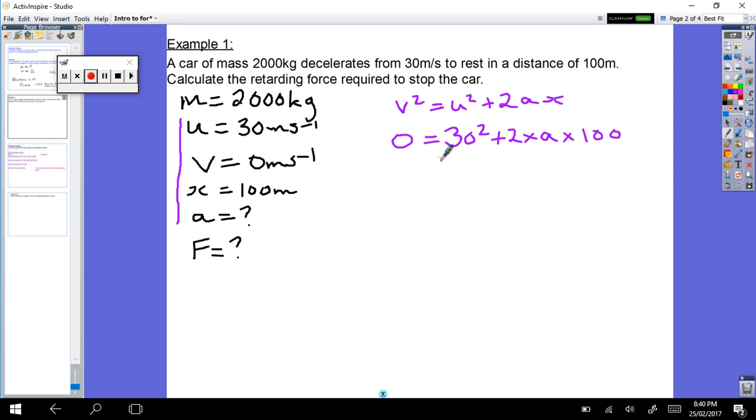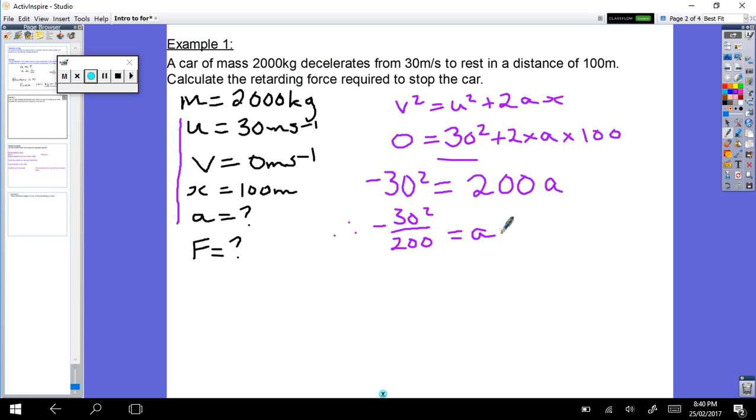So in this case, let's move this one over to the other side. So we get minus 30 squared, because we're subtracting it from both sides, equals 200, so I've times the 2 by 100, a. Okay? And now we want to get the a by itself, so we're going to divide both sides by 200. So therefore, minus 30 squared over 200 equals a. When you've got things that are squared, I always leave it as it is and not put it in my calculator yet, because it reduces the possibility of making an error. If you just do one calculation at the very end, it can usually avoid some silly mistakes along the way.